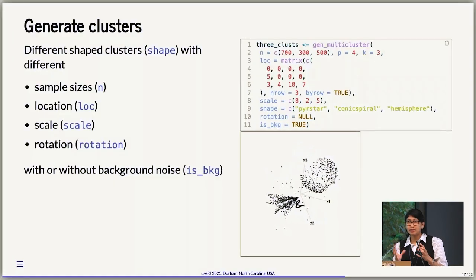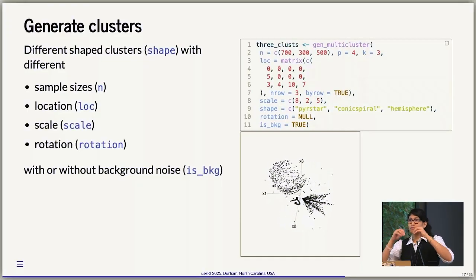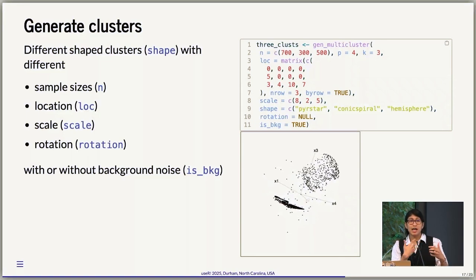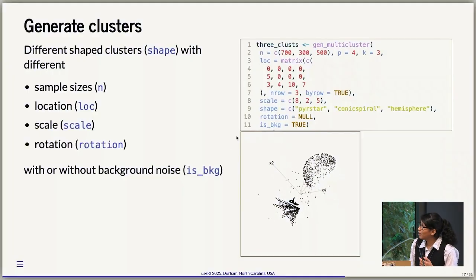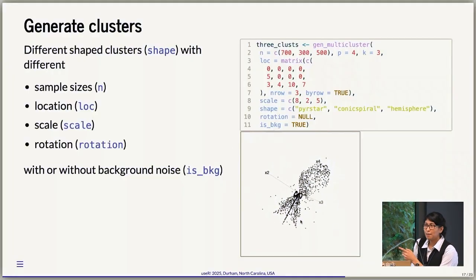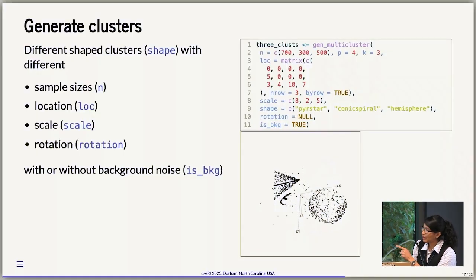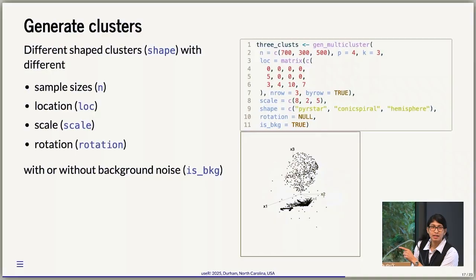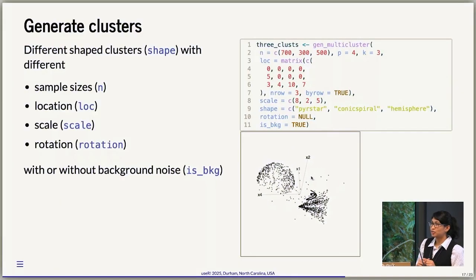Another interesting thing with the clustering is adding background noise, because background noise can let us check the performance of different algorithms with different parameters. That's why I wanted to do that. And here is the example that I used earlier, with the pyramid shape cluster, the cyclical cluster over here, and the hemisphere. I also added a small random noise to the data structure.